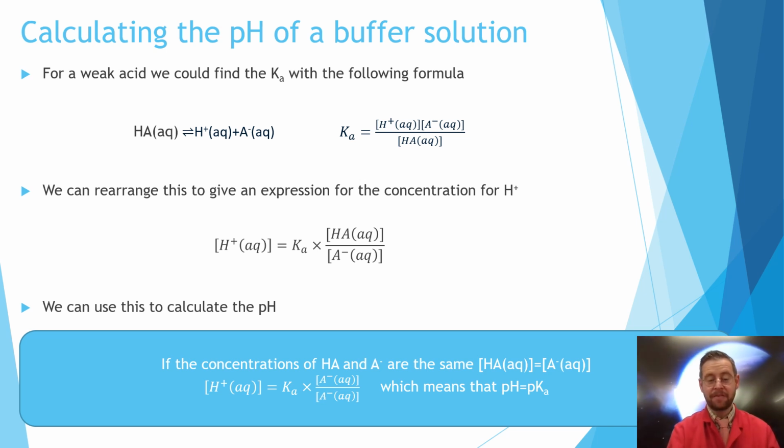And so what we find is that the concentration of the H+ ion becomes equal to the dissociation constant Ka. And so therefore the power of hydrogen, the pH, would be equal to the pKa.